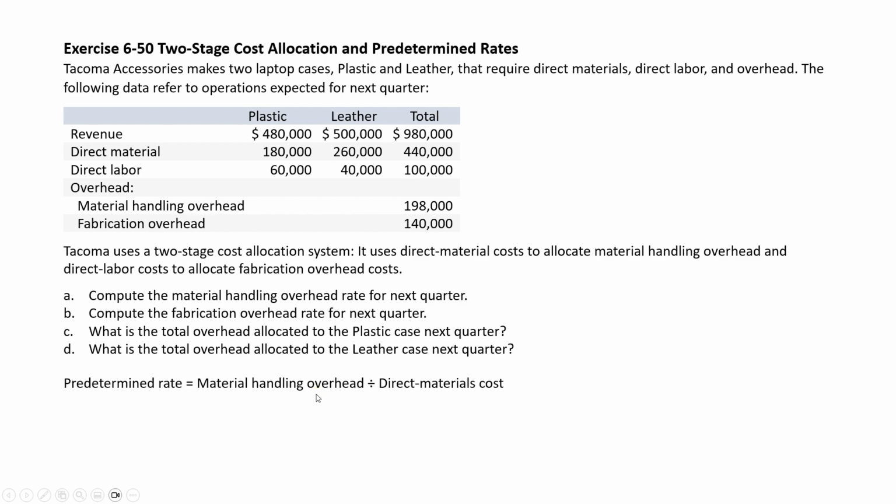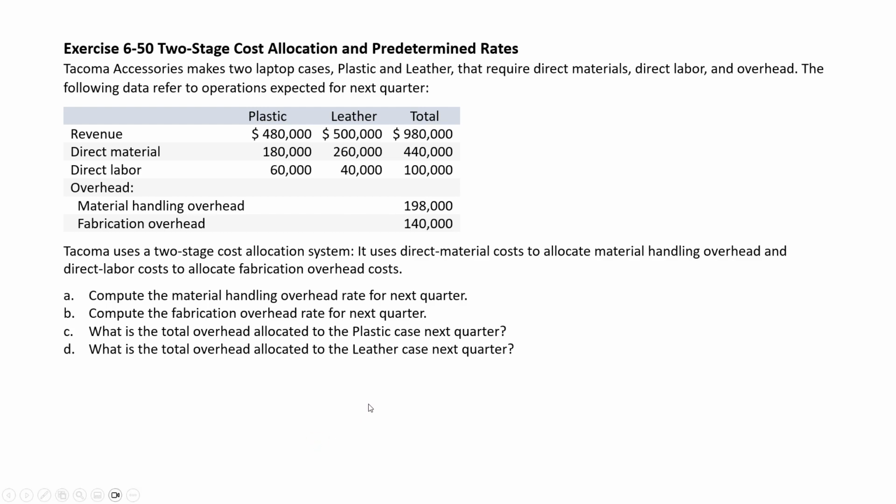So for our material handling, we're going to take our total material handling overhead of $198,000 divided by our total direct material cost, irrespective of which case, of $440,000. That's going to give us a percentage because we're taking cost divided by cost. We would get 0.45, which means 45% of direct materials cost. That's how we're going to apply our material handling overhead.